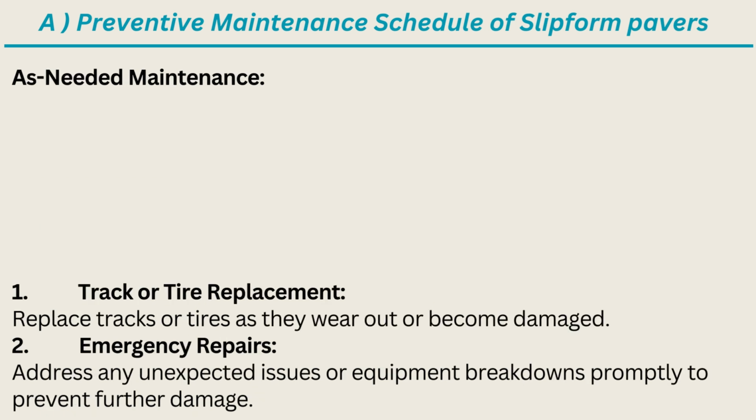As needed maintenance. 1. Track or tire replacement. Replace tracks or tires as they wear out or become damaged. 2. Emergency repairs. Address any unexpected issues or equipment breakdowns promptly to prevent further damage.